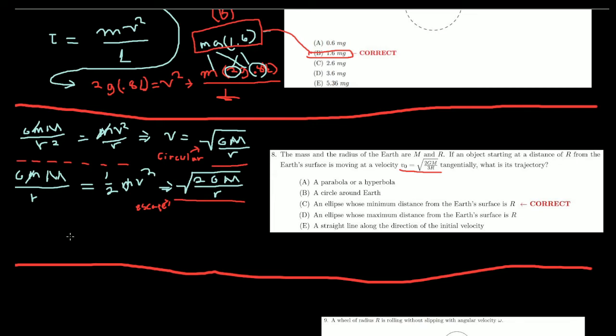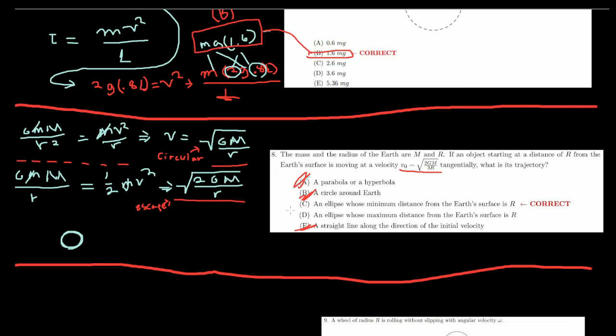So we have the Earth now. This is not a hyperbola. It's not going to be a circle because remember, the circular velocity does not match this v0. It cannot be a straight line. So we're stuck with choices C and D.